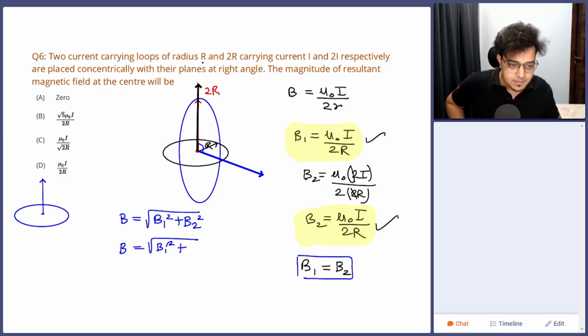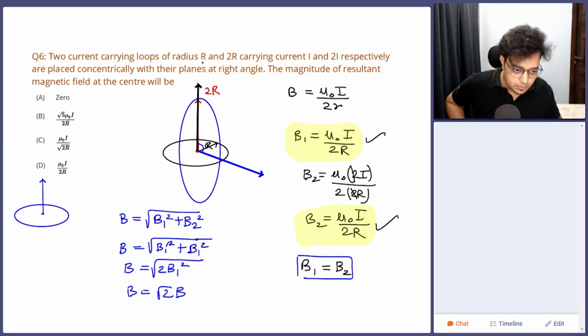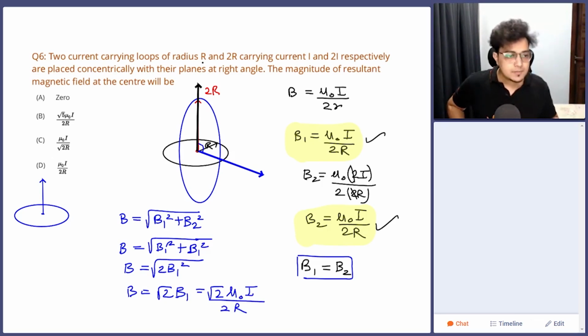B1 as it is, B2 replaced as B1 square. Okay, so B is equal to under root of 2 into B1 square. So B is equal to root 2 B1. So root 2 as it is, B1 value is mu naught I upon 2 R. So we can keep it like this, or we can simplify this: root 2 and 2 cancel. Root 2 will be there in the denominator. So final answer is mu naught I upon root of 2 into R.